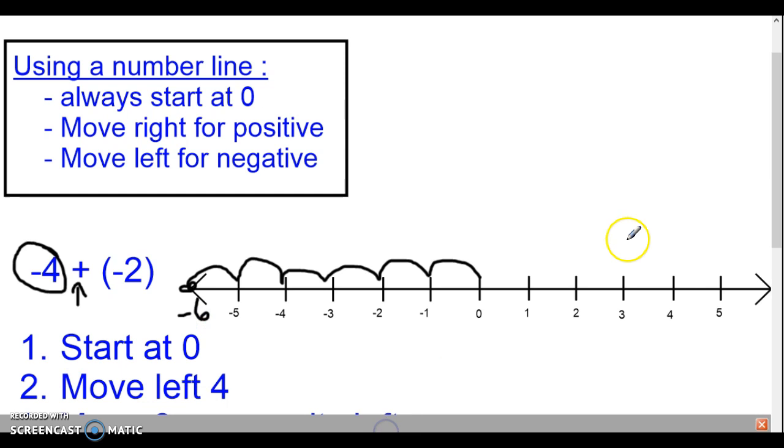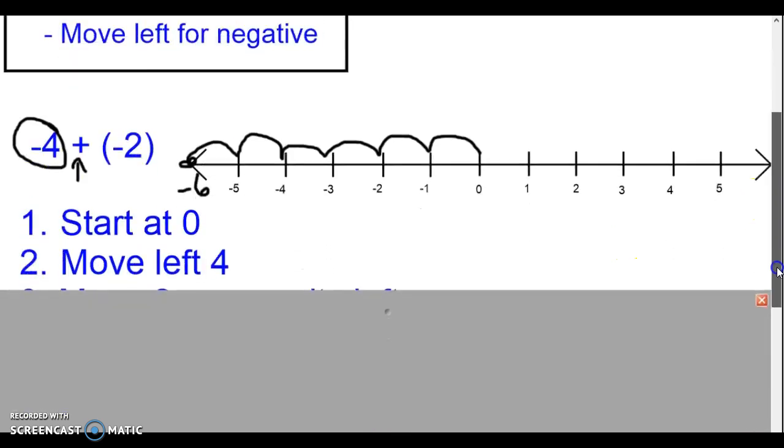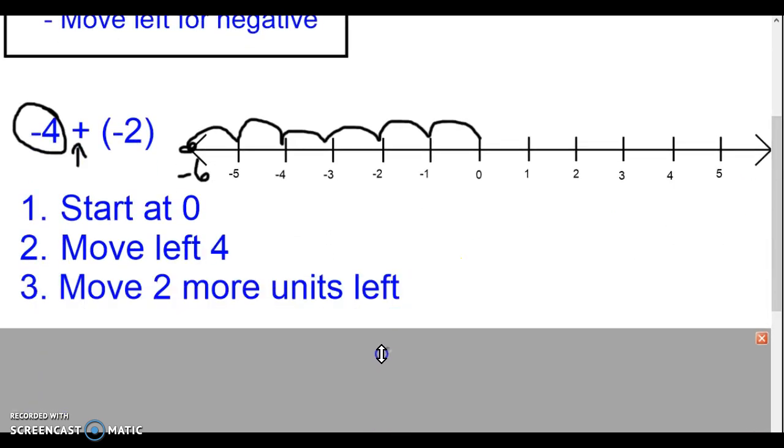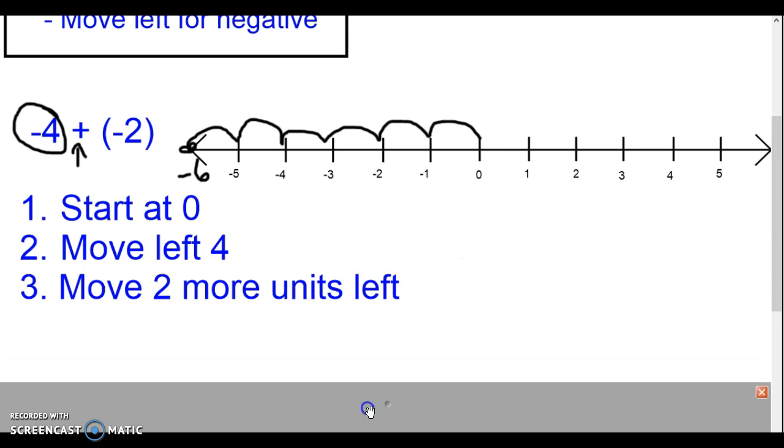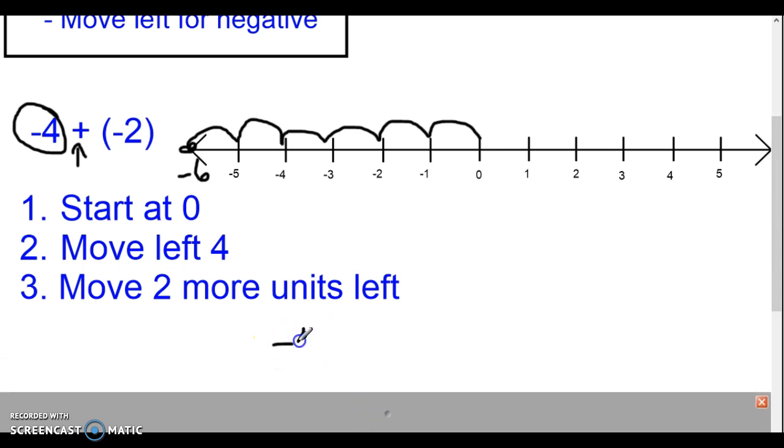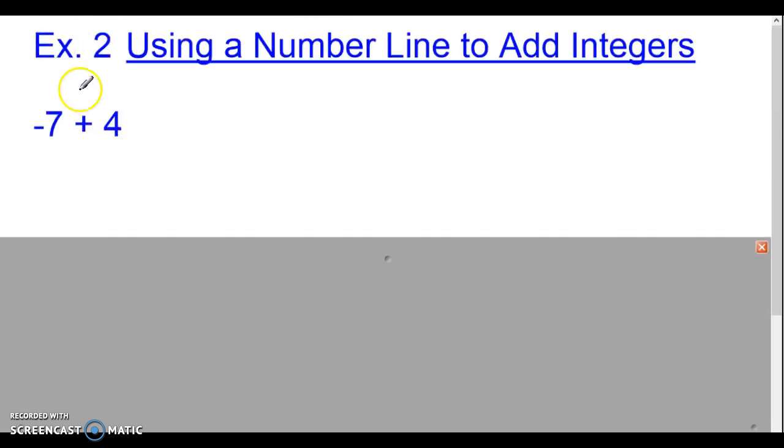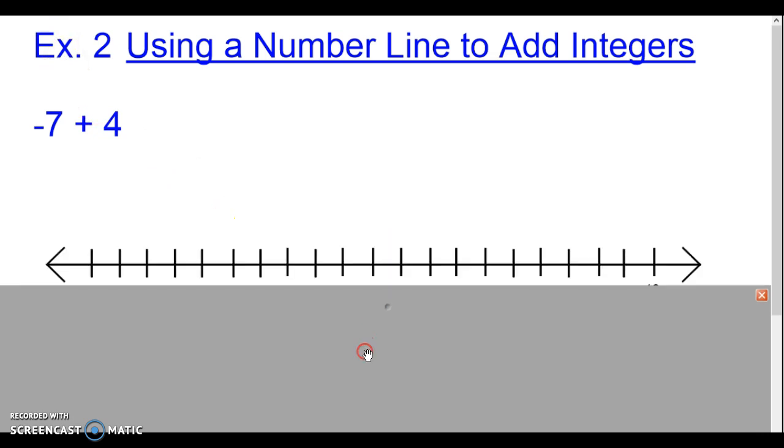So to recap, I started at 0, then I moved 4 spaces to the left, and then 2 more spaces to the left. So I can say that -4 plus -2 equals -6. If you need more time to write that down, you can pause and then push play when you're ready to move on.